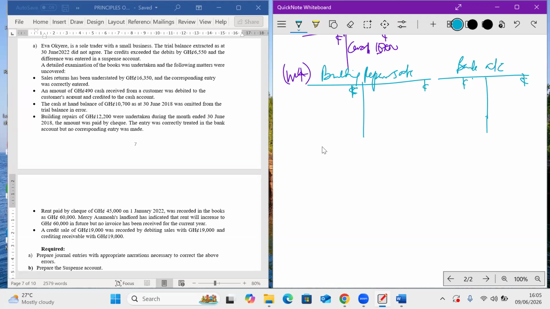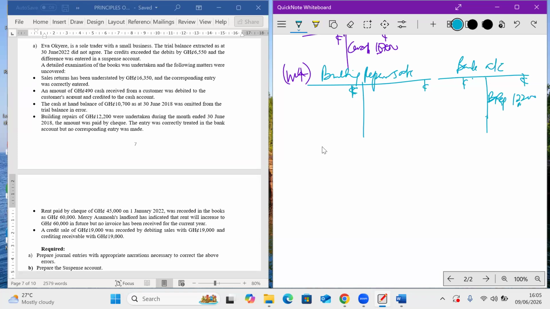And they said it was paid by check. So you credit the bank account with how much? Okay, 12,200. This 12,200, where is it going to? Which account is it going to? There are two accounts on the screen. Building repairs account. It goes to building repairs.